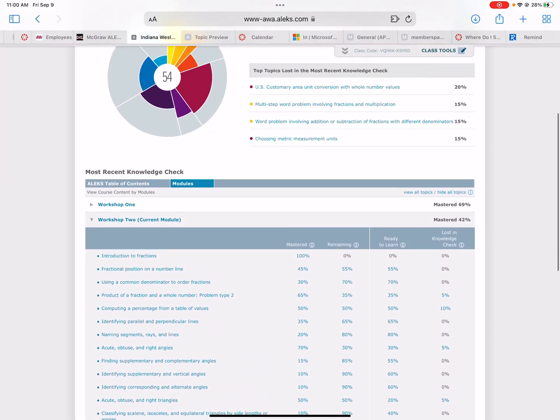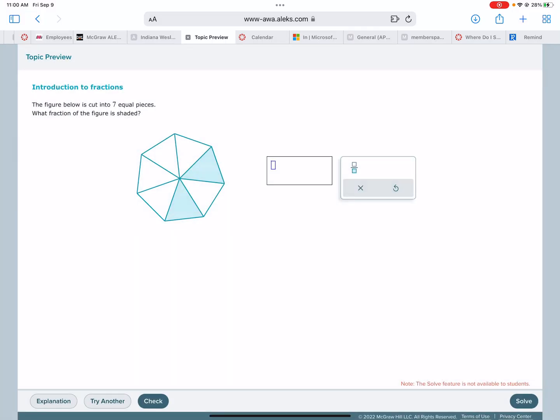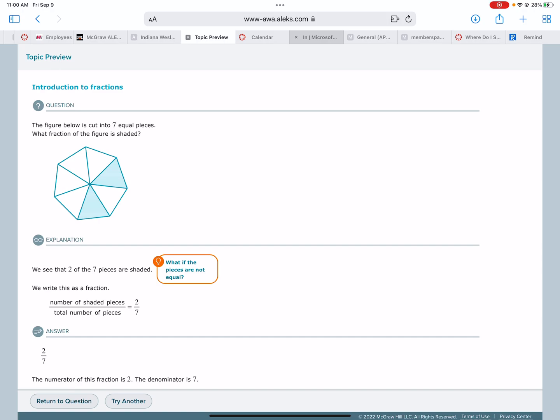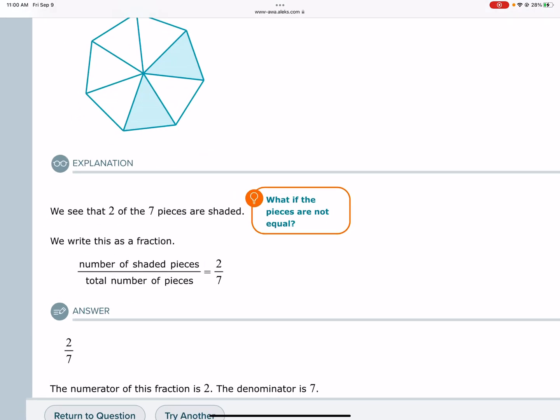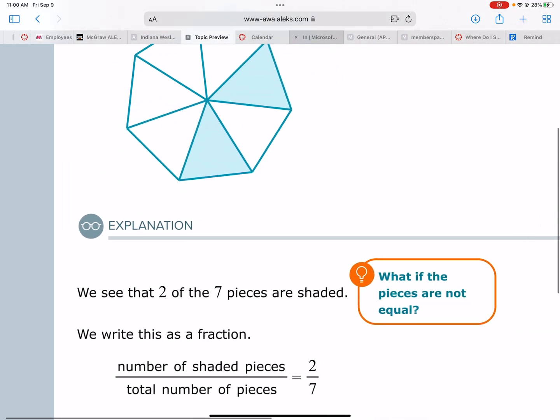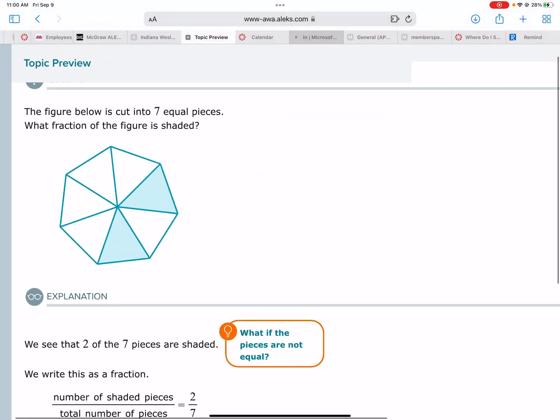The first explanation is your first question that's on Introduction to Fractions. All right, Introduction to Fractions. If it's cut into 7 pieces, that's what's on our denominator. And the shaded part is the numerator, so it's 2 out of 7, which would be 2 over 7.